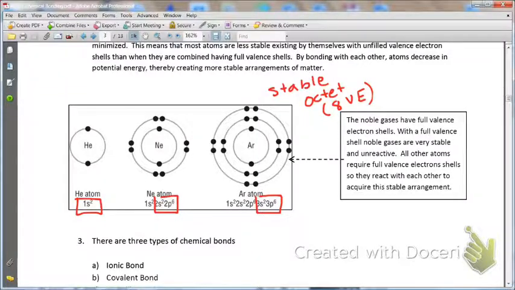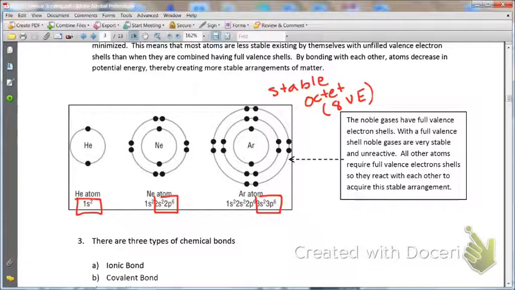Because the noble gases have full valence shells or have a stable octet, noble gases are not reactive at all, and they will not form chemical bonds. However, all of the other atoms on the periodic table do not have full valence shells. Therefore, they are going to chemically react with other elements to form bonds to ensure that they get full valence shells, so that they have a stable octet. Okay, and that becomes extremely important.